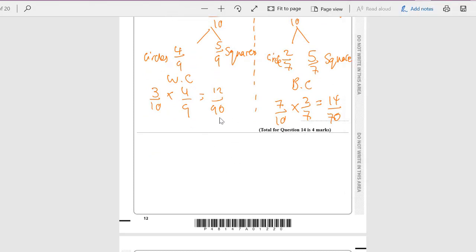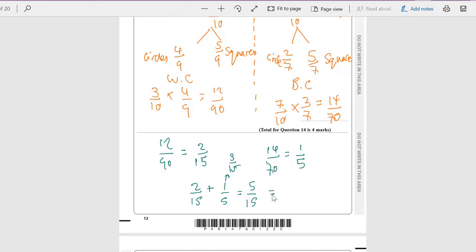So this here can be simplified to 2 over 15. And then likewise 14 over 70 can be simplified to 1 over 5. And then 2 over 15 plus 1 over 5 equals 5 over 15, if we change that to 3 over 15. And then this can be simplified to 1/3. So our answer is 1/3.